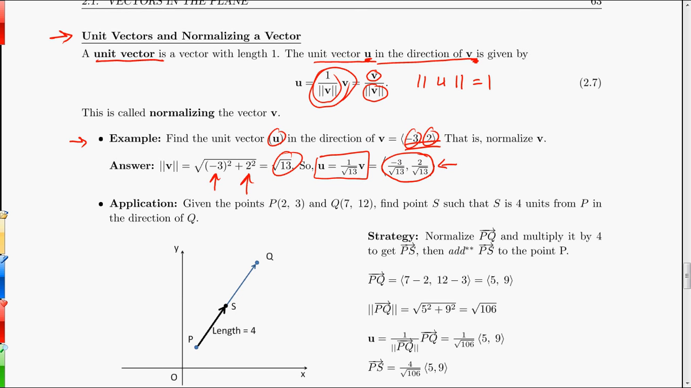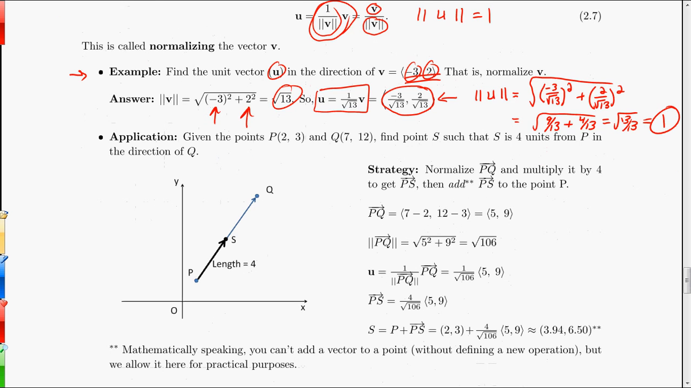All right. Let's just take a look. If you look at the size of u, just to confirm, that's going to be the square root of negative 3 over root 13 squared plus 2 over root 13 squared. And if you look at that, negative 3 squared is 9, root 13 squared is 13, so 9 over 13, plus 4 over 13. So that's the square root of 13 over 13. So the size is 1. So it works. If you take a vector, divide by its length, that new vector will always have length 1.